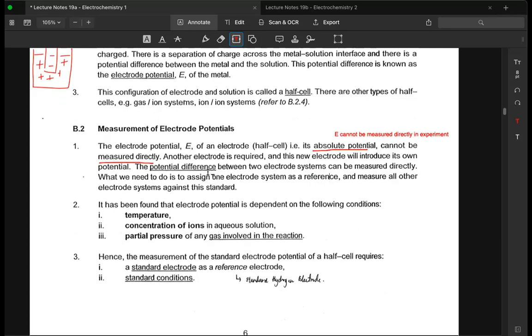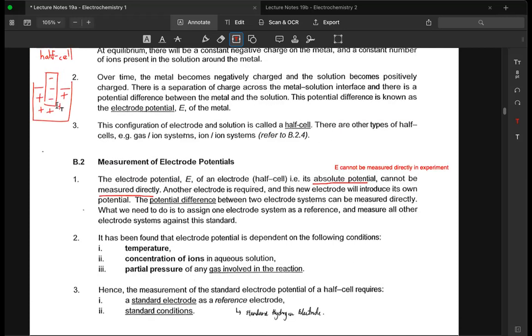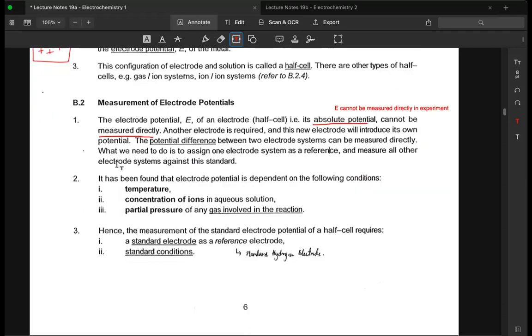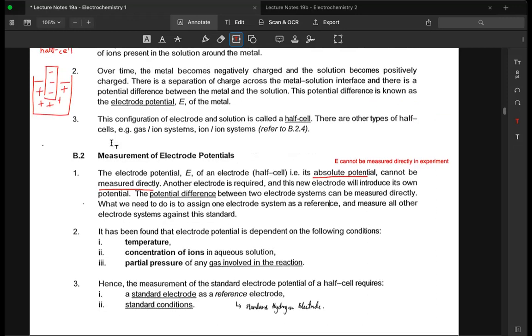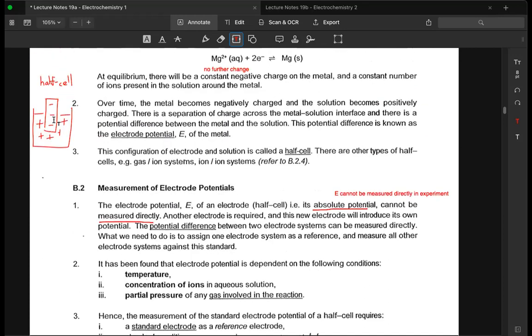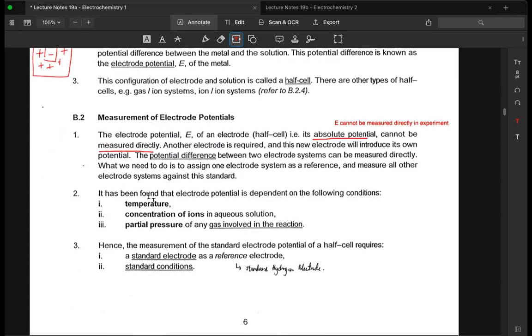So this is only a half cell, which means you need another electrode, another half cell, to complete the cell. And the other electrode will introduce its own potential. So that will result in a potential difference. This one will only tell you the potential, but when you connect it to another half cell, there will be a potential difference. Meaning this one, I cannot measure it. I need to connect to another half cell and put a voltmeter in between.